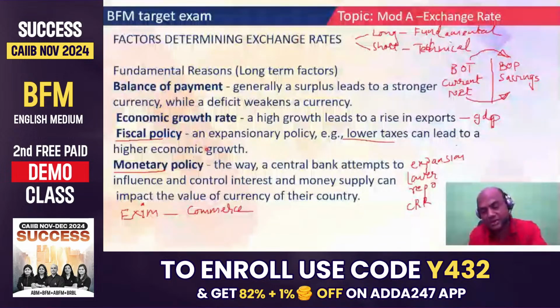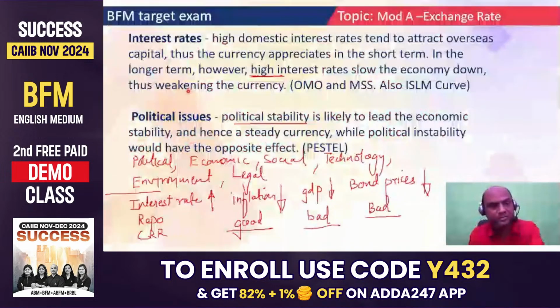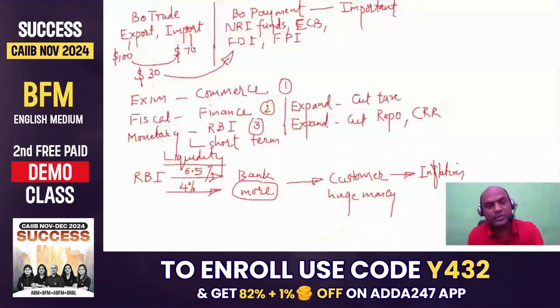Let me see if others are also there. There are others also. Interest rates. Firstly, before that, see this. This table is very important for you. Balance of trade, balance of payment. Balance of trade means export import. Now what is export and what is import?